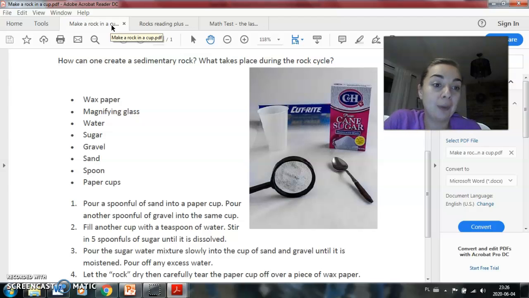Today during our Zoom lesson, we will discuss the rock cycle and types of rocks. So it would be nice if you have a whiteboard and a marker or your unit of inquiry notebook.